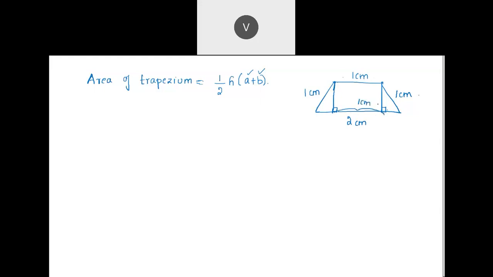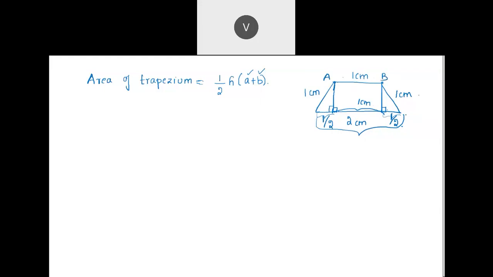This is also equal to 1 centimeter. The total length of the base is 2 centimeter. So if this portion is 1 centimeter, what about the remaining portion? 1 centimeter. And the triangle's base is 0.5 centimeter. This can be taken as 0.5 centimeter and this as 0.5 centimeter. Instead of taking them in decimals, we can take fractions, 1 by 2, 1 by 2. Now apply Pythagoras formula and find out the height.